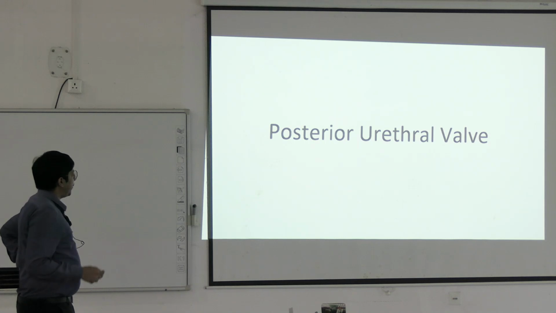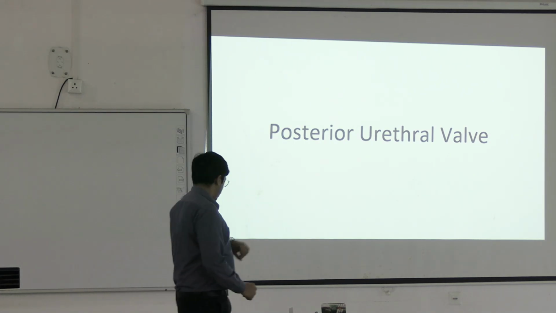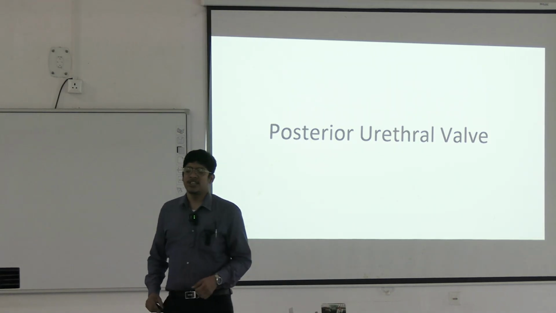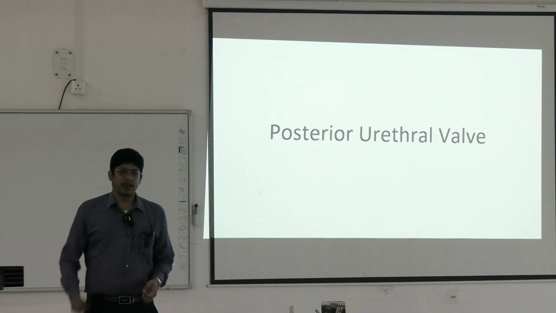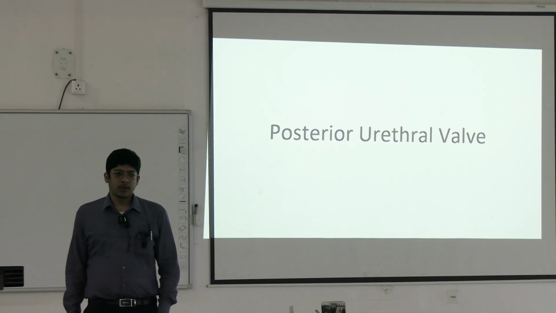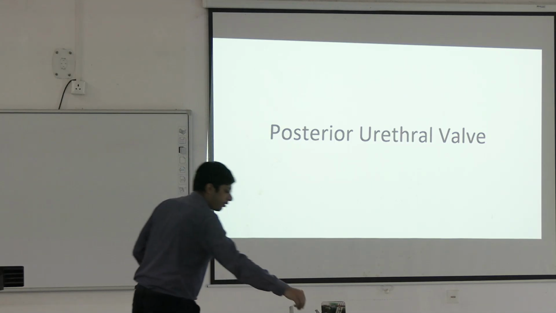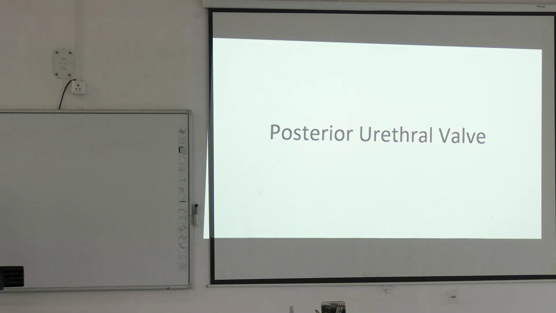Third important topic is posterior urethral valves. Okay. So what do we mean by posterior urethra? What are the parts of the urethra? So if we draw the urethra, this is the bladder and the urethra is going out like this. So there are 4 parts to the urethra.